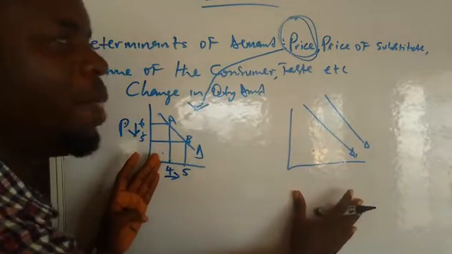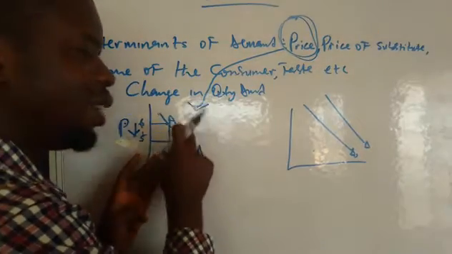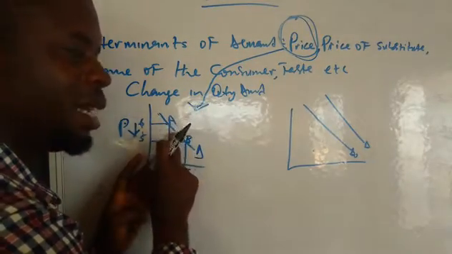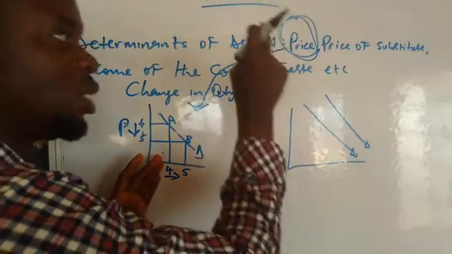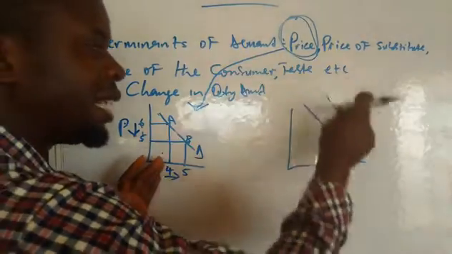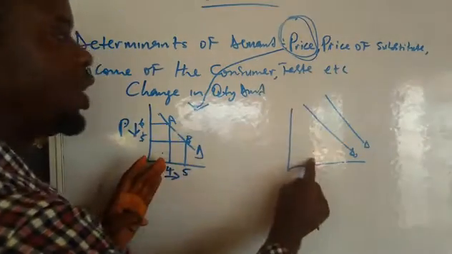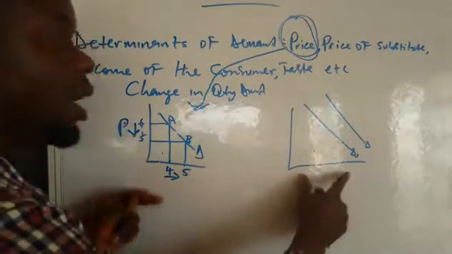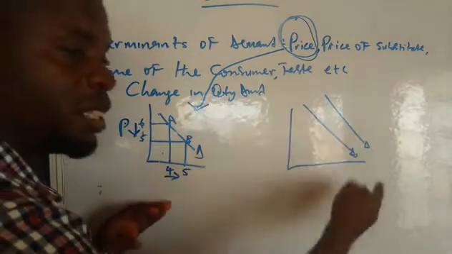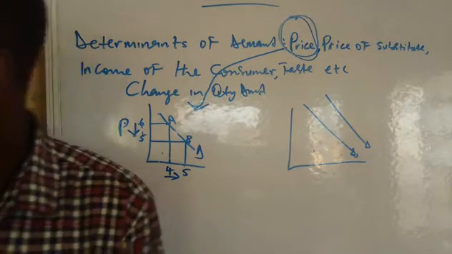So in exams, they can mention some factors. If it is not the price of the commodity, then it does not determine change in quantity demanded. If I don't list it here and they mention it, and it's not the price of the commodity, it means that it must be affecting change in demand. So price of substitute affects change in demand. Income of the consumer leads to change in demand. Taste also leads to change in demand. Festive period leads to change in demand. Do you understand that? Okay.